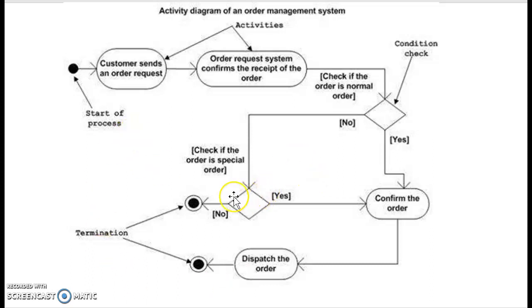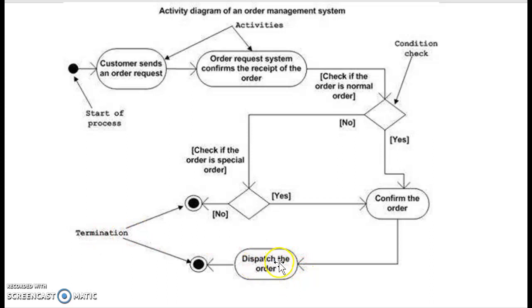Now after the type of the order is identified, first the order request is made and conditions are checked. Check if the order is a normal order or not. If it is a normal order, it will go to confirm the order. If it is not a normal order, then it will check if the order is a special order. If yes, then confirm the order. Otherwise, no, then it will go to terminate.